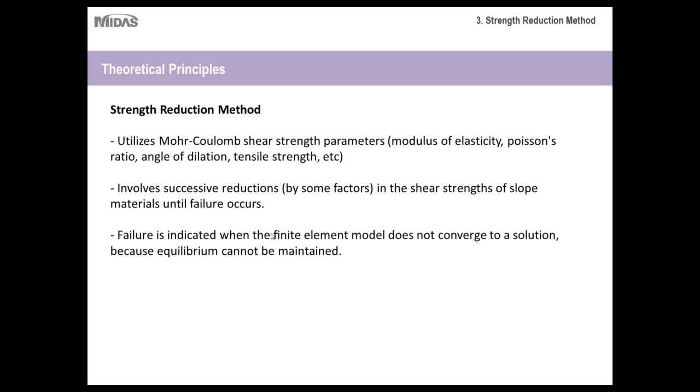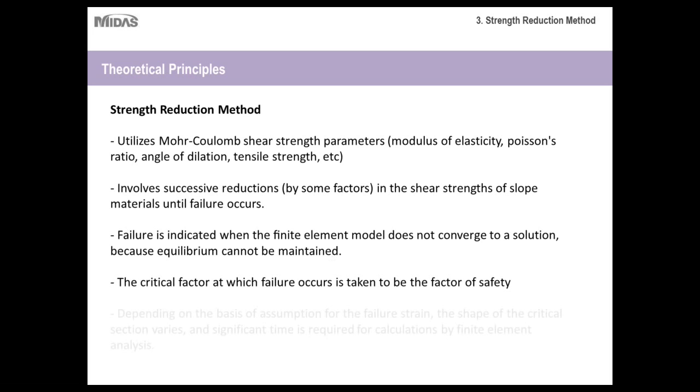Okay. And then, once again, failure is indicated when the finite element model does not converge to a solution. In other words, when the slope is no longer in equilibrium, that's when the model won't converge. And that's how the factor of safety is calculated when that situation occurs. The critical factor at which failure occurs is taken to be the factor of safety.